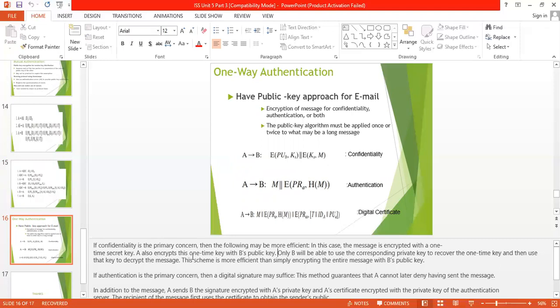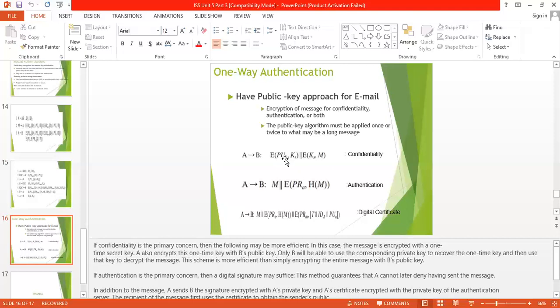A and B are the two parties. A also encrypts this one-time key with B's public key. Only B will be able to use the corresponding private key to recover the one-time key and then use the key to decrypt the message. This scheme is more efficient than simply encrypting the entire message with B's public key.